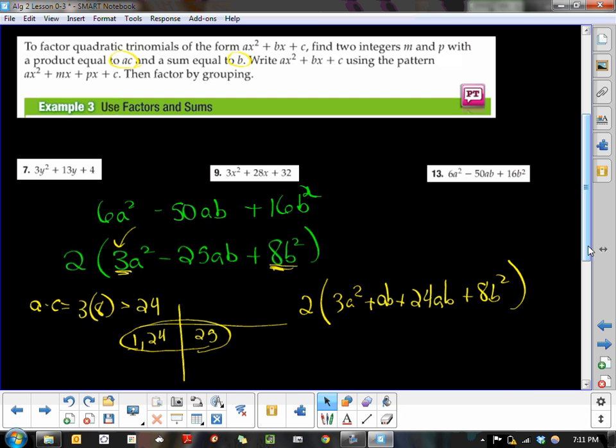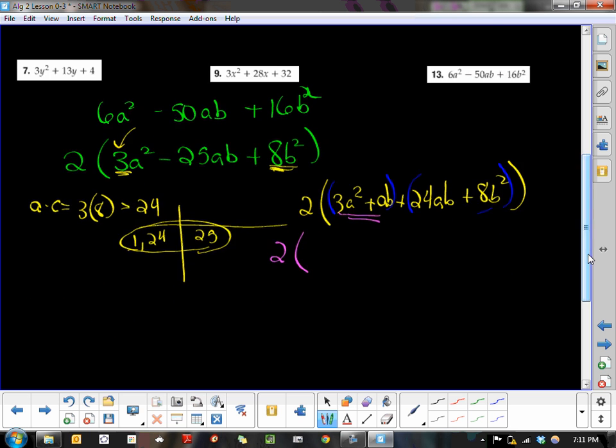Then we're going to group the first 2 and the last 2, and we're going to factor out the greatest common monomial. So leave your 2 sitting out front. What can be factored out of a 3a squared and an ab? We can factor an a out of both of those. So take out an a, and you're left with 3a plus b. Do the same thing in the next one. What can be factored out of a 24ab and an 8b squared? We can factor out an 8b, and we're left with 3a plus b.